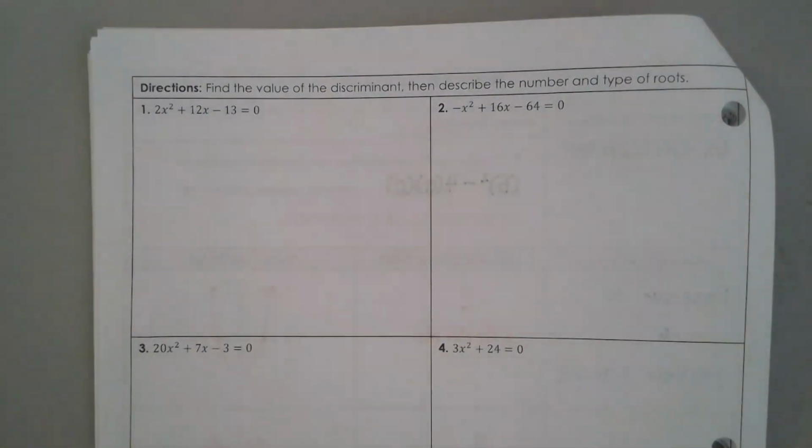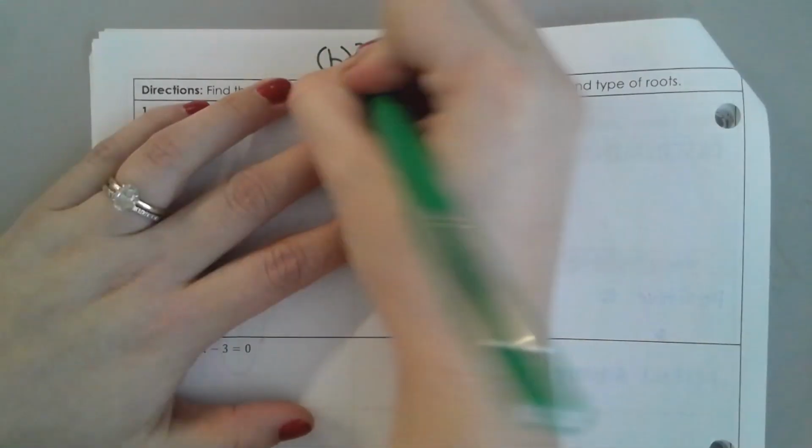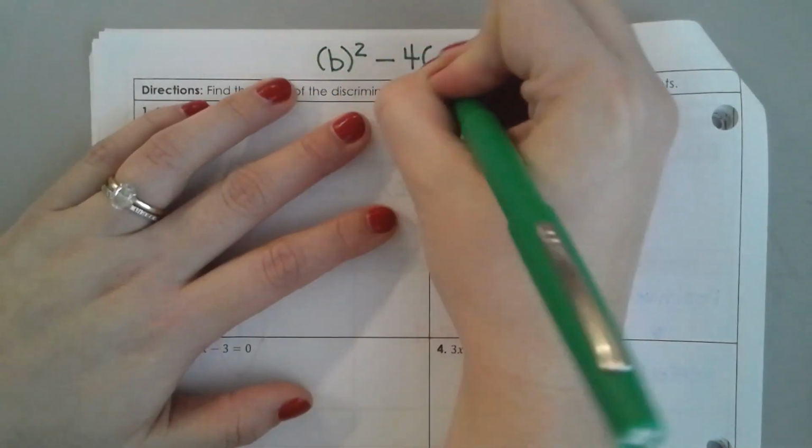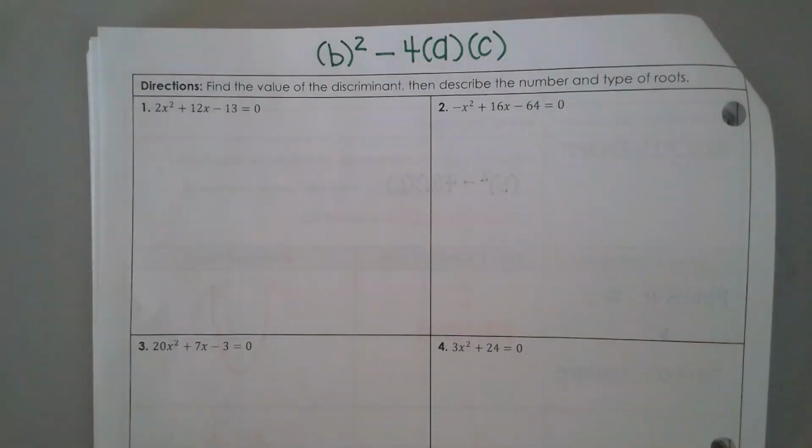And that formula, I'll rewrite it. It's b squared minus 4ac. That's just part of the formula. You're always going to have a 4 there. Yep. That's just always there.